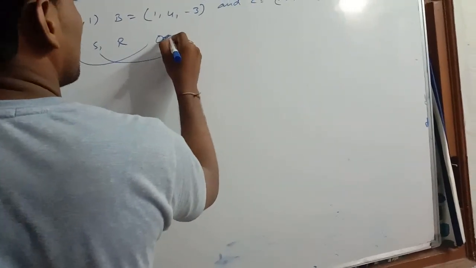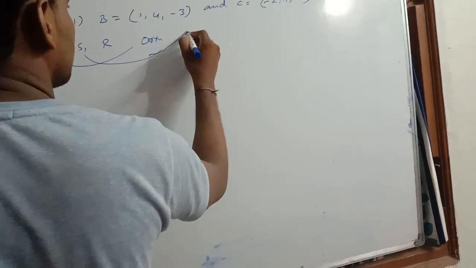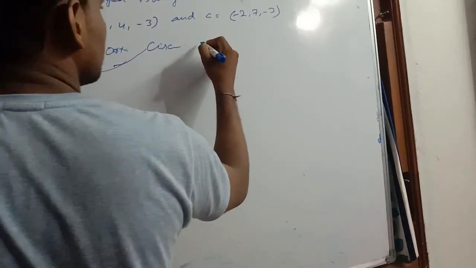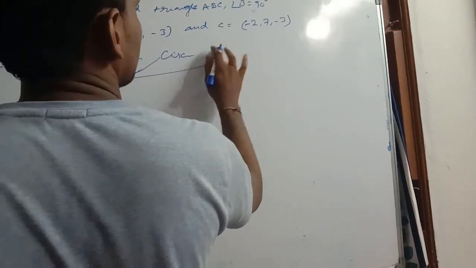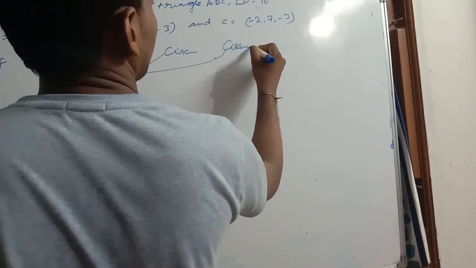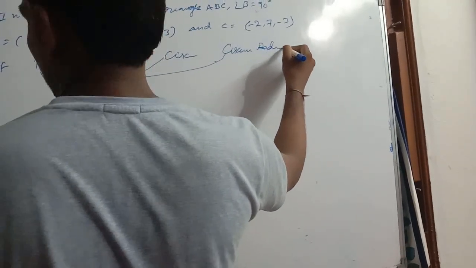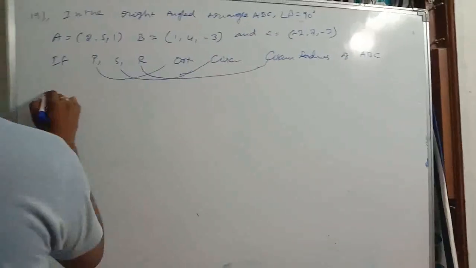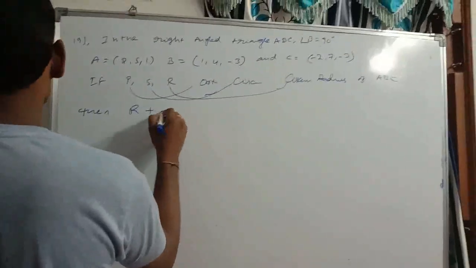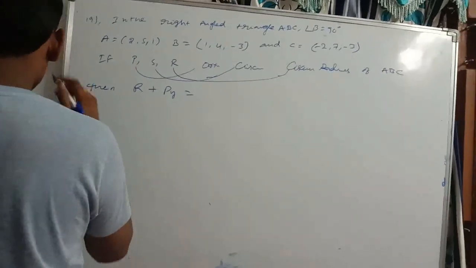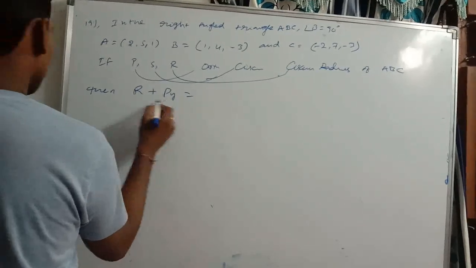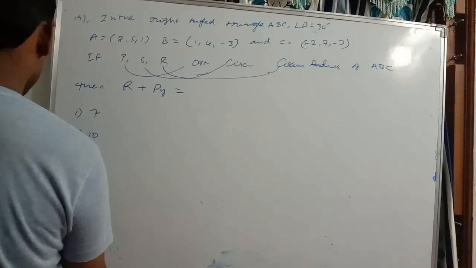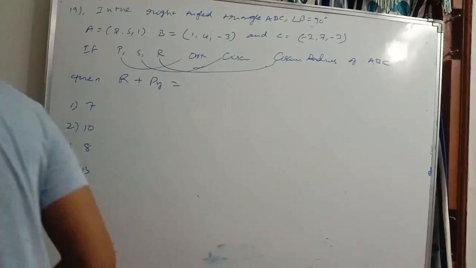Capital R is the circumradius of triangle ABC. Then R plus the y-coordinate of P is equal to what? First option is 7, second option is 10, third option is 8, fourth option is 13. This is a very important bit.